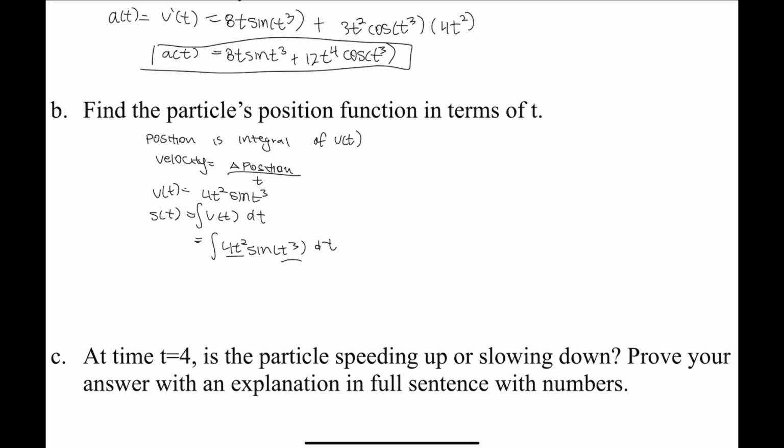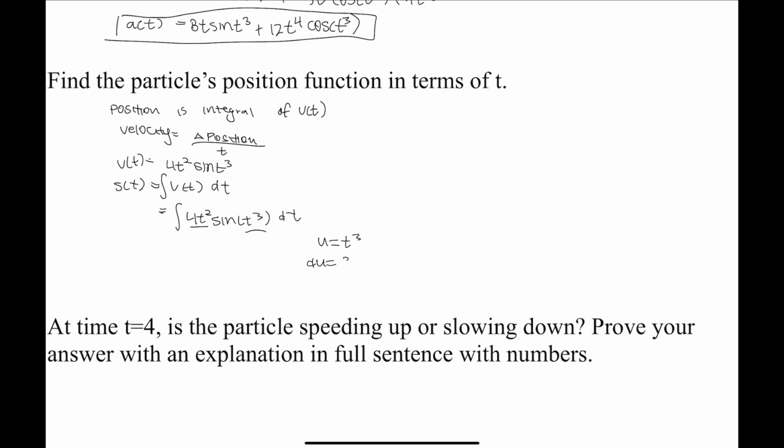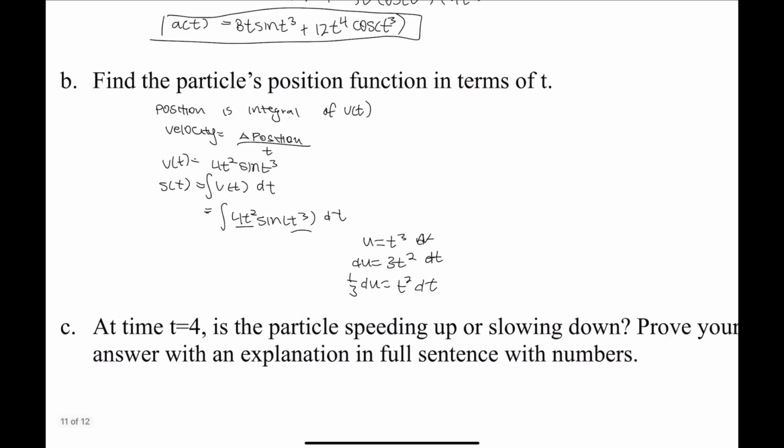And in here we can see that we can use u substitution to integrate this. So u equals t to the third power, du equals 3t squared dt. Okay, and then we're going to divide each side by 3. So 1/3 du equals t to the second dt. Then we're just going to replace the t to the second dt with 1/3 du. We take the 4 outside, and then sine u du. And then the integral of sine would be negative cosine u. So negative 4/3 cosine t to the third plus c would be s of t.